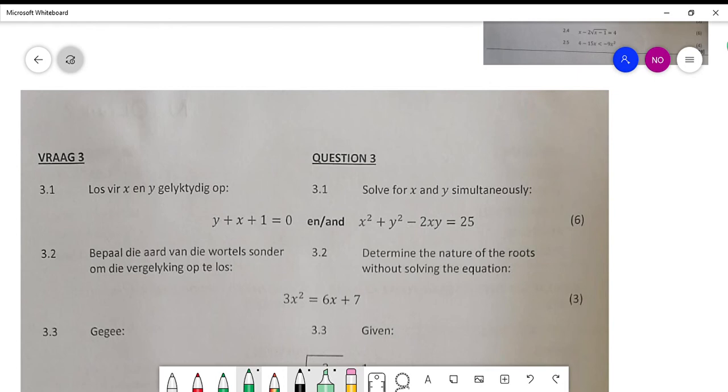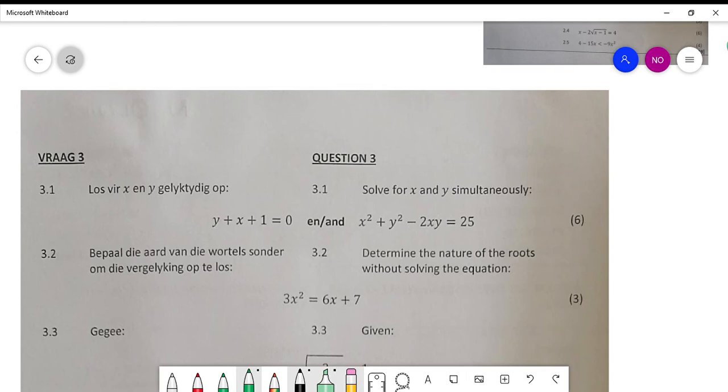Julle moenie so flustered raak as 'n som lank raak nie. As 'n som lank raak beteken dit jy's op die regte pad. It's 6 marks. It's supposed to be at least half a page. But then you guys start scratching out and you start panicking. You were probably moving in the right direction.